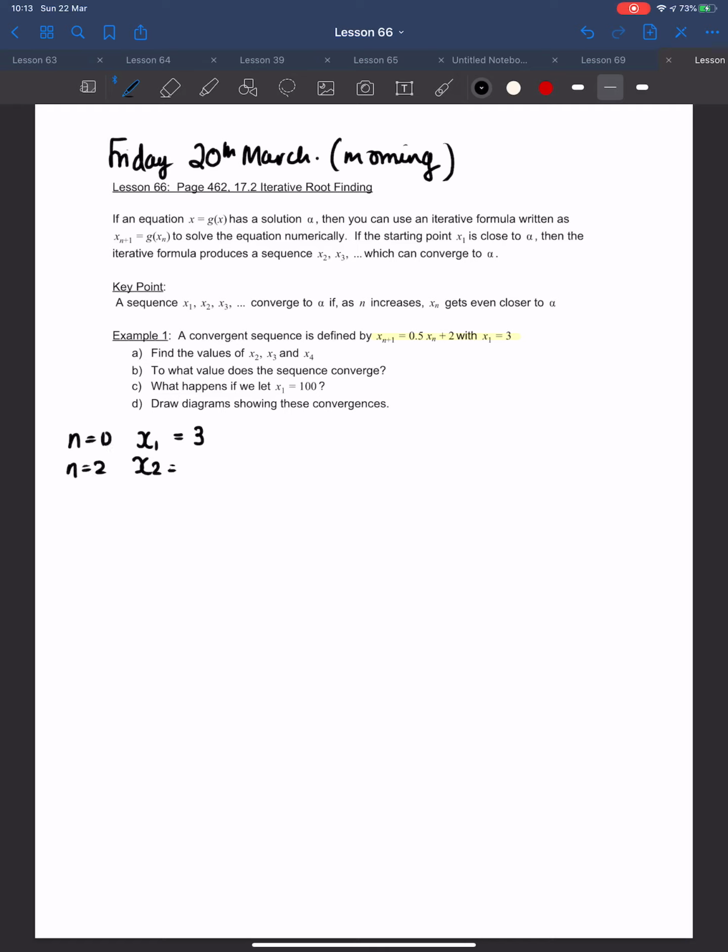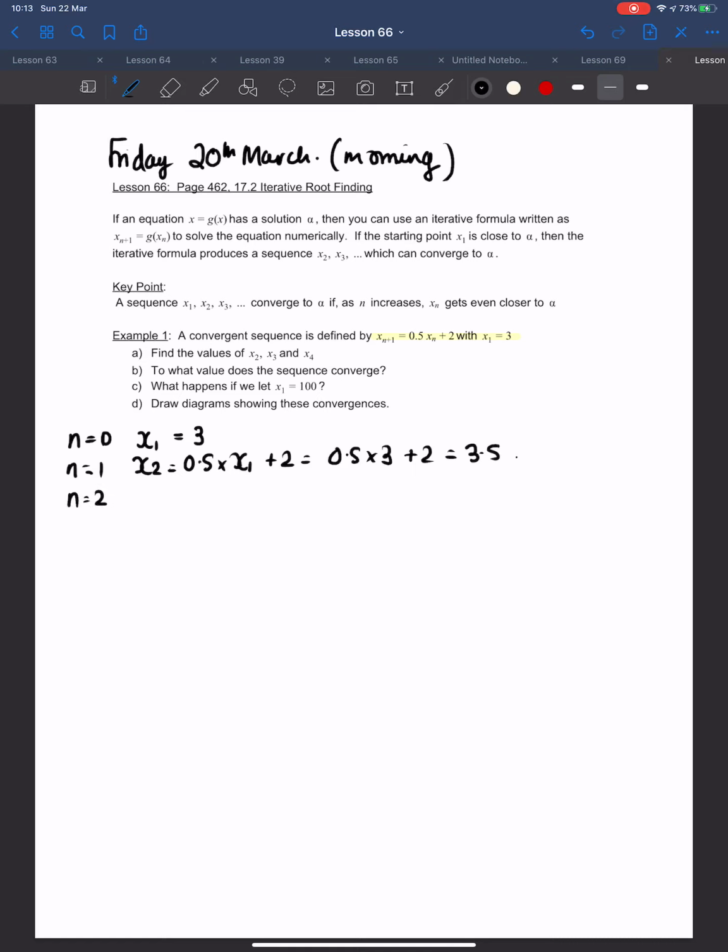Sorry, n is not there. n is 1 is here. Because if you put a 1 here, look, x_(1+1), x2, is a half of x1 plus 2, because n is 1. So it's a half of 3 plus 2. So it's 1.5 plus 2, which is 3.5.